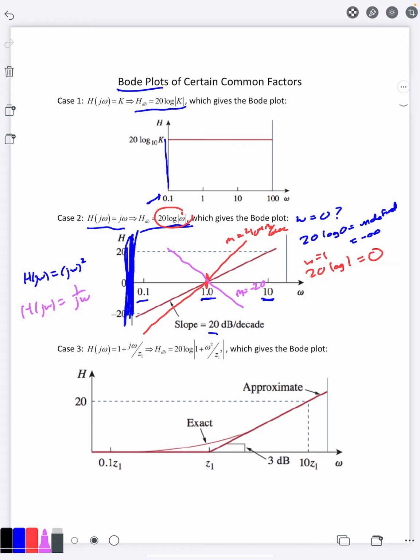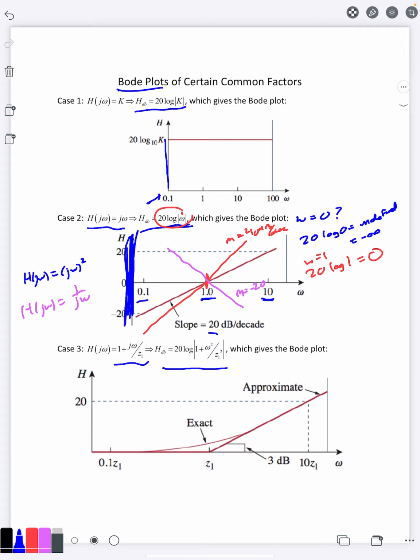Now the third case that we're going to worry about is actually going to be the most common case that we're going to deal with. It's going to be several in a given problem. It's when we write it in the form 1 plus j omega over z1. Which means the decibels then is 20 log, and if you do the magnitude of that, it's going to be the square root of 1 plus omega squared over z1 squared.